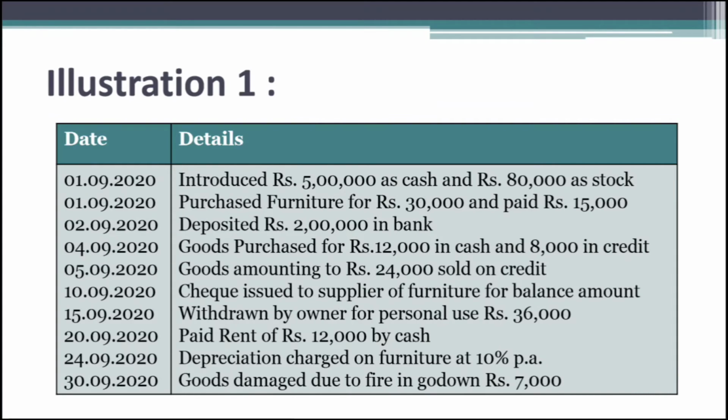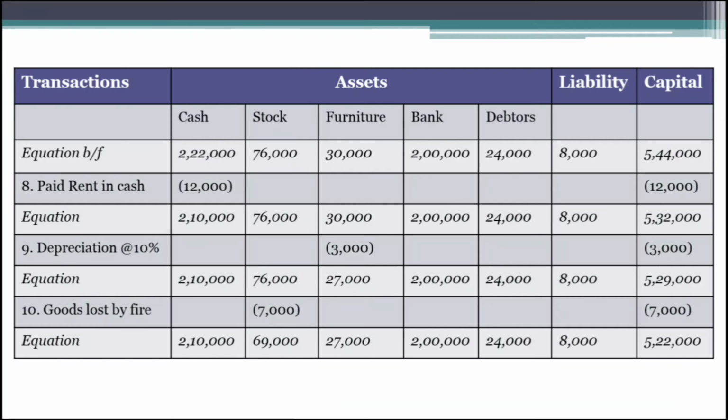Last, goods damaged due to fire in godown, rupees 7,000. Now in this case, goods are damaged, so we know that we have to decrease our stock by rupees 7,000, and again, as it is a loss, we decrease our capital by 7,000.